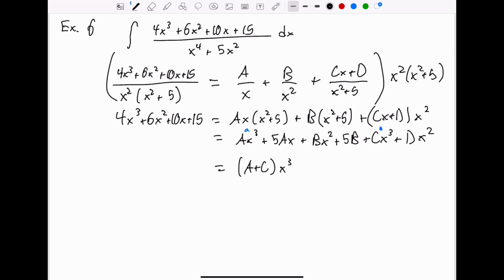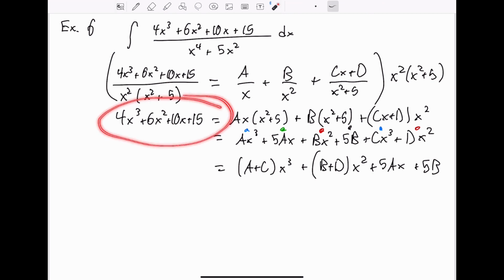Now I look for x squared. There's a bx squared and dx squared. I'll group those together: b plus d, x squared. Now look for single multiples of x. 5ax looks like that's the only one. 5ax, and then there's only one constant term, which is the 5b. All of this is equal to 4x cubed plus 6x squared plus 10x plus 15.